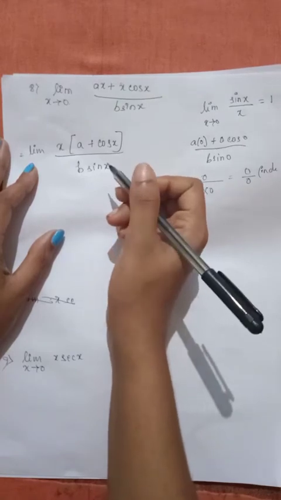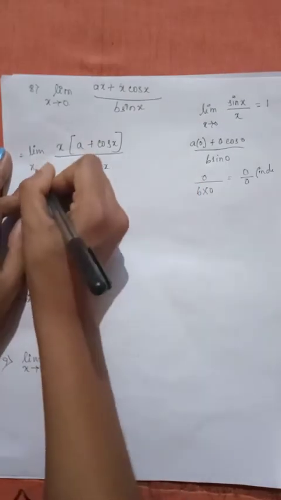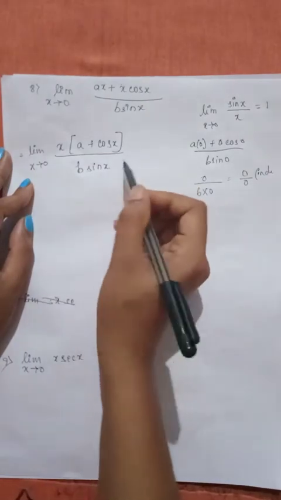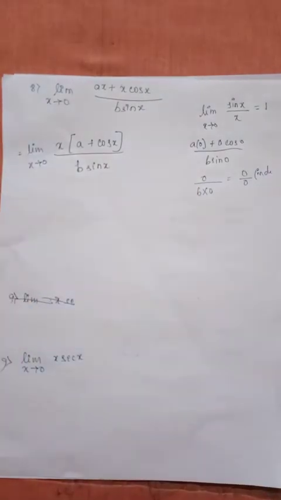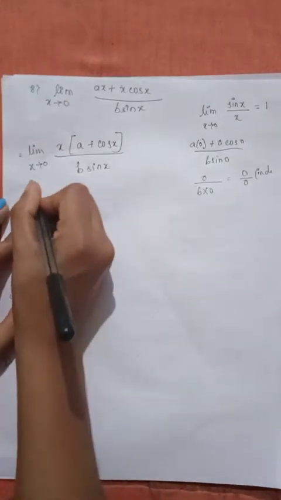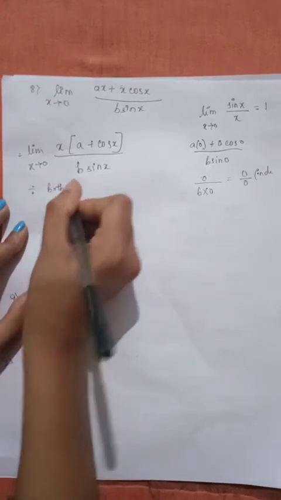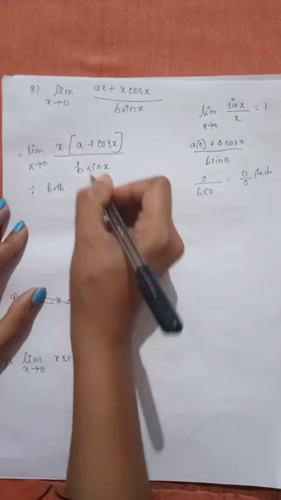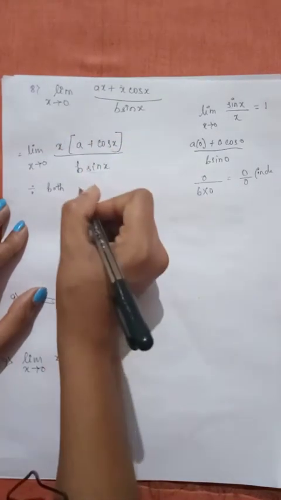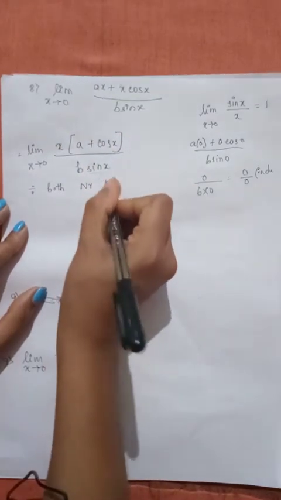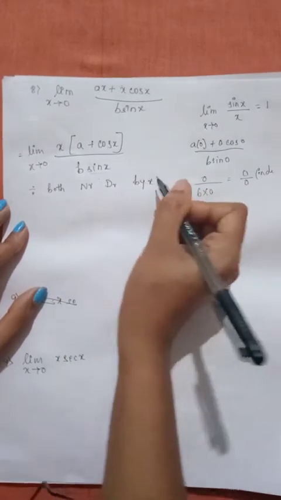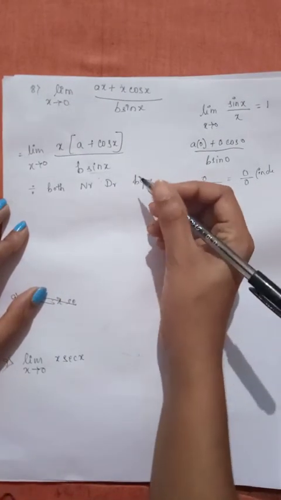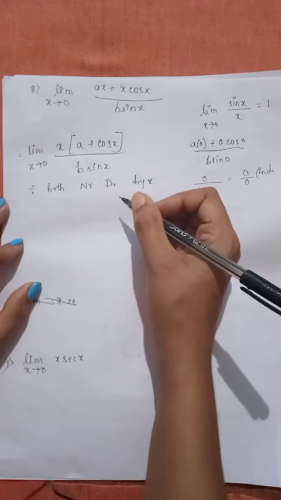Now, as x tends to 0, if I have sin x by x, then I can apply the limit of sin x by x as x tends to 0 is equal to 1. If I am dividing sin x by x, then in the numerator also you should divide. So divide both numerator and denominator by x, so that your question doesn't change.